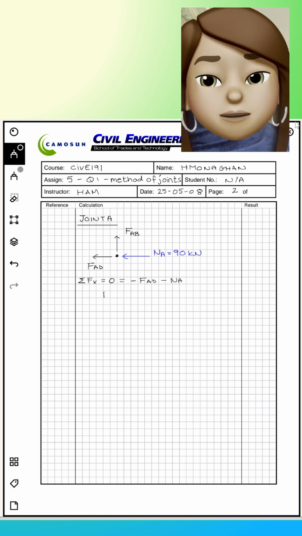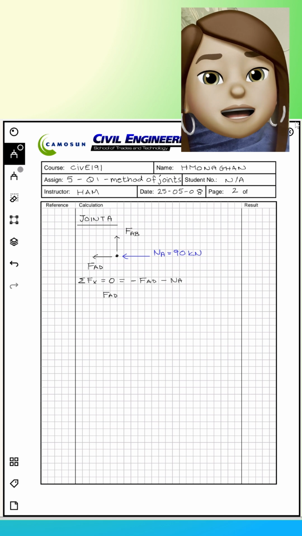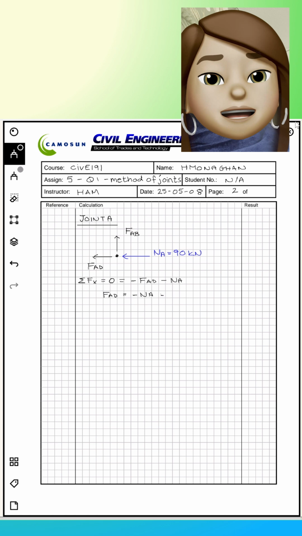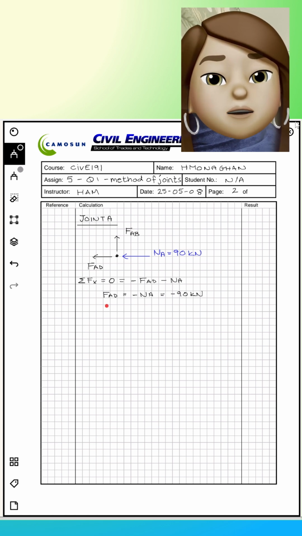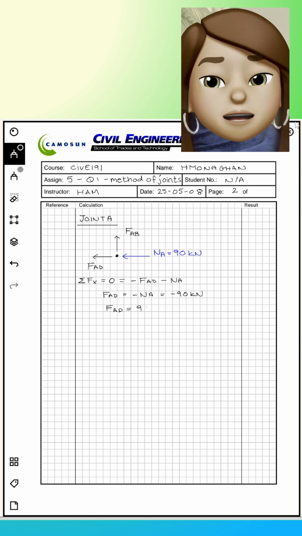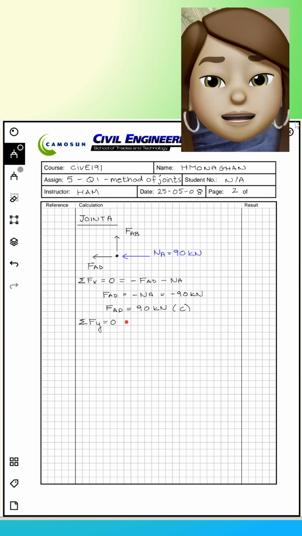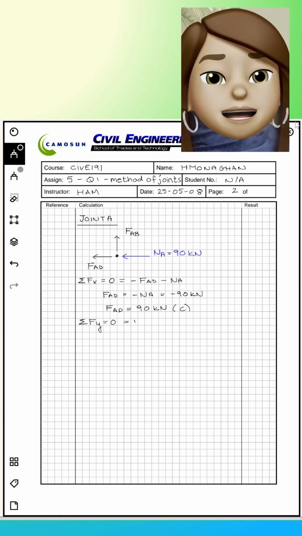And just by doing a quick inspection, we can see that we can solve for that force in AD real quick. We've assumed it's in tension, so that force in AD is negative, and that normal force at A is also negative. They're both going to the left if we're using our rectangular coordinate system. So we can solve that real quick, and we can figure out that that force AD is negative 90 kilonewtons. So we guessed it was in tension. It came out negative, so really it's in compression. Cool.